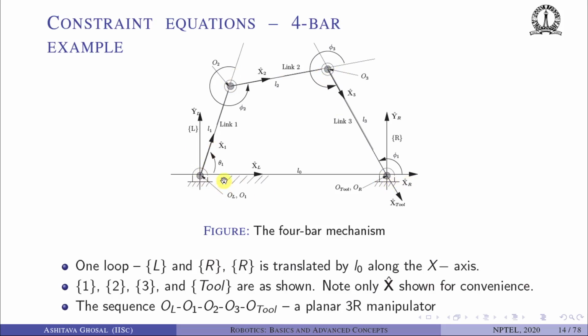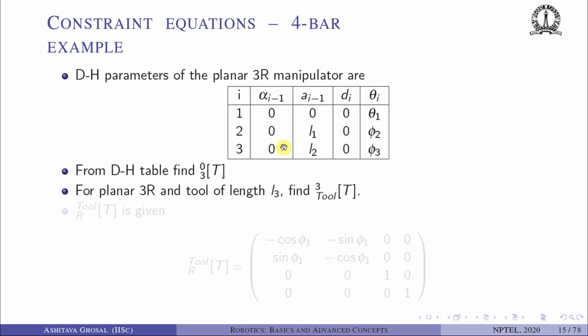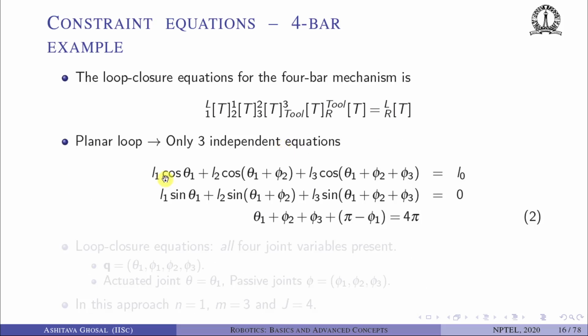Okay. The last equation tells you that the sum of the interior angles of a quadrilateral is given by this formula. So this is a slight difference between the planar 3R and, in this case, the planar 3R broken at the right joint. Okay, so we will get theta 1 plus phi 2 plus phi 3 and pi minus phi 1, because the sum of the interior angles should be equal to 4 pi.